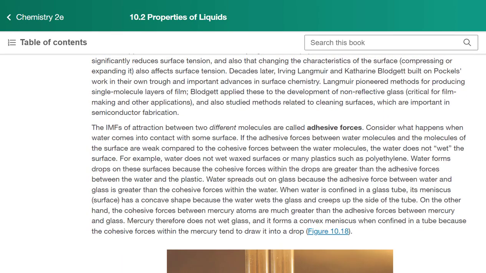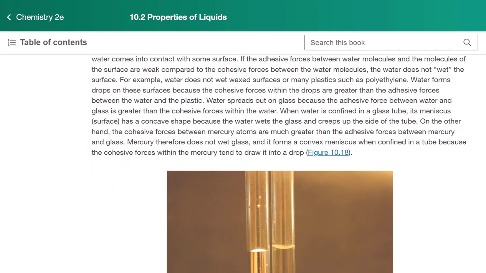Okay, so we've already talked about cohesive forces. We also have what are called adhesive forces. These are between different molecules. So we can have intermolecular forces between things that are different, and we'll explore that in a bit more detail in Module 11 for things like solutions. But when you have a liquid in contact with a solid, you could have adhesive forces.